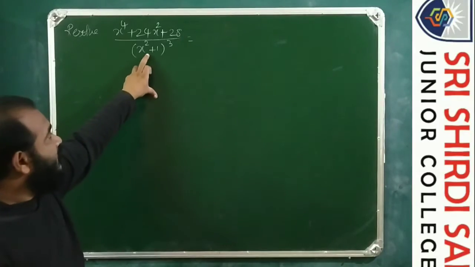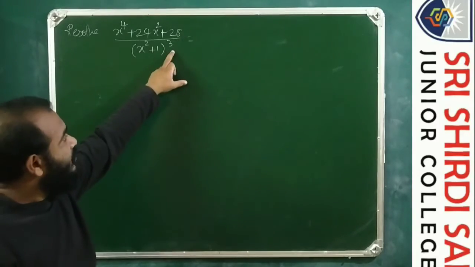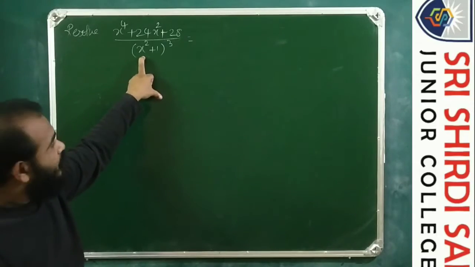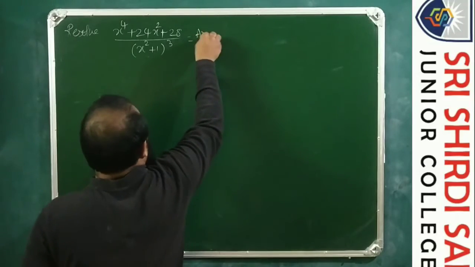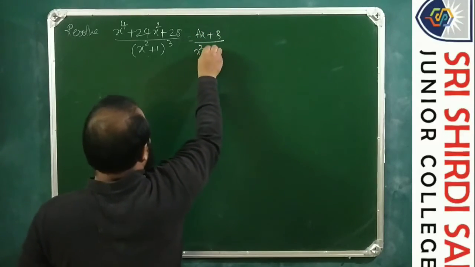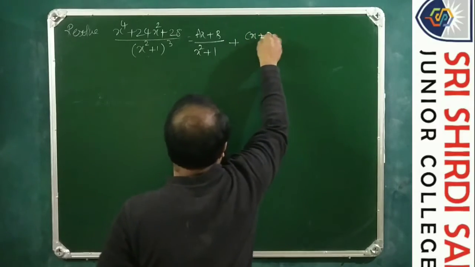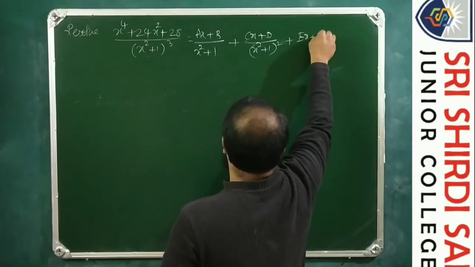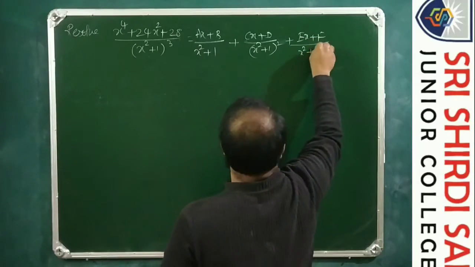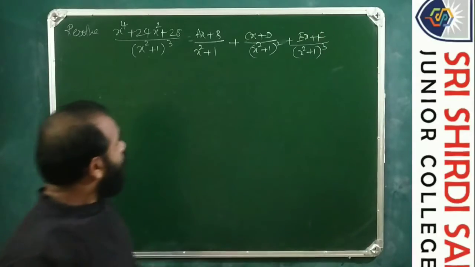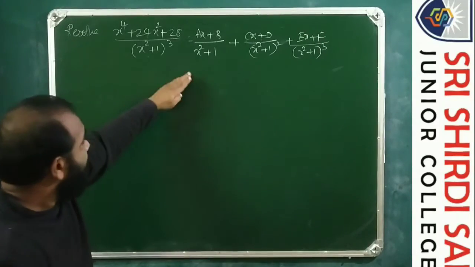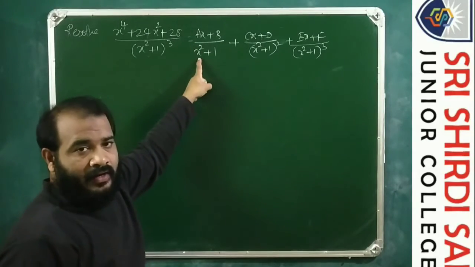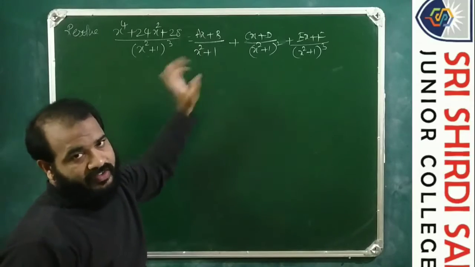So here this is a repeated irreducible quadratic factor. So ax plus b by x square plus 1, cx plus d by x square plus 1 whole square, ex plus f by x square plus 1 whole cube. So this is the type 4, repeated irreducible quadratic factor.